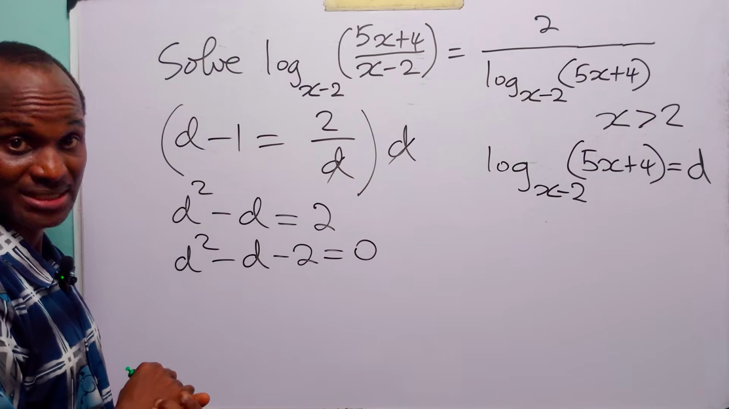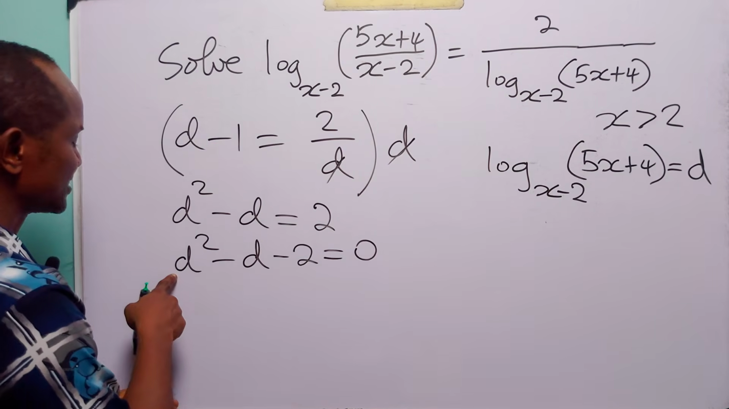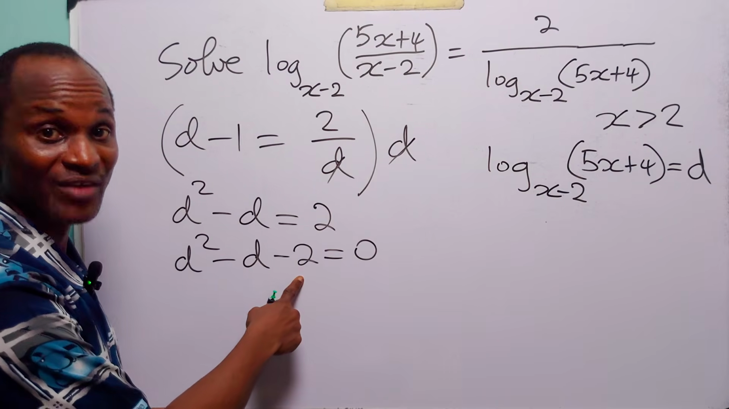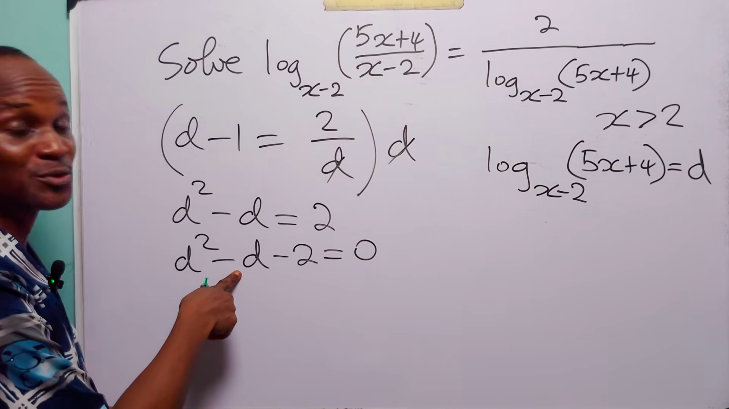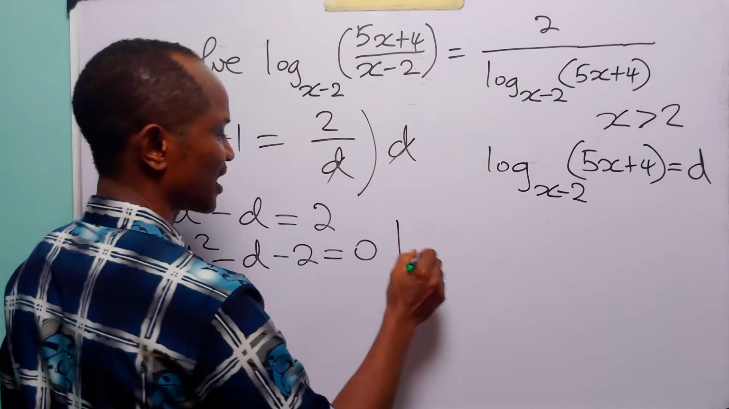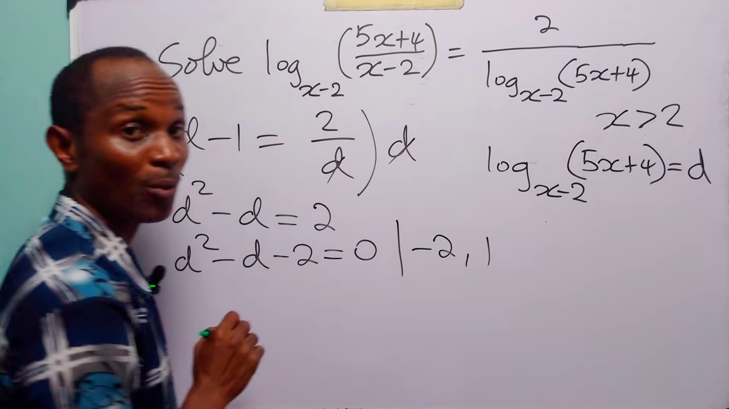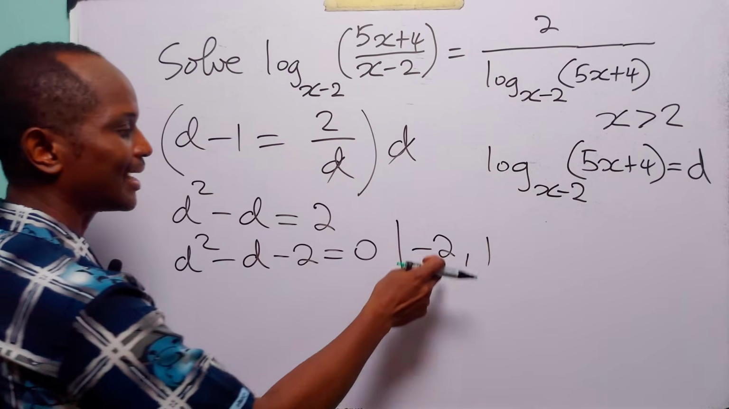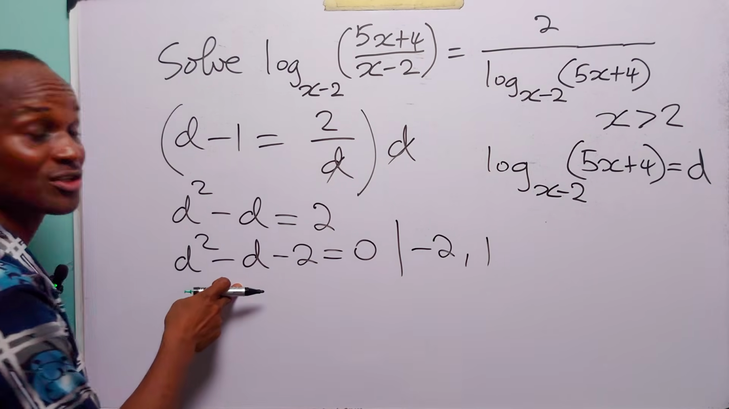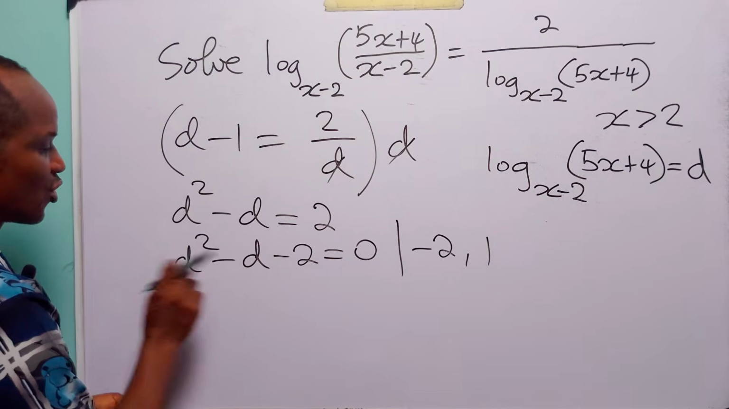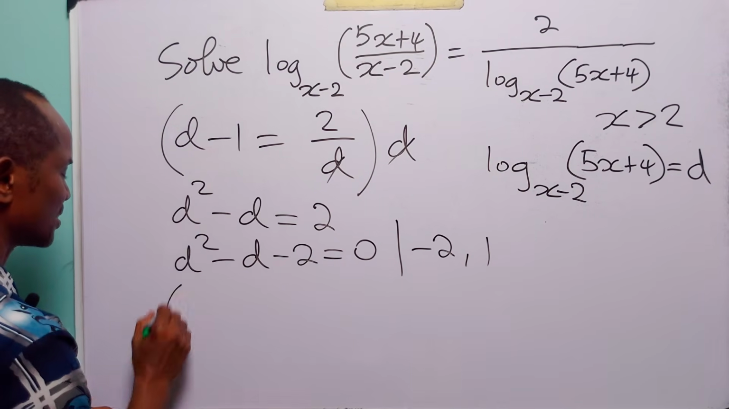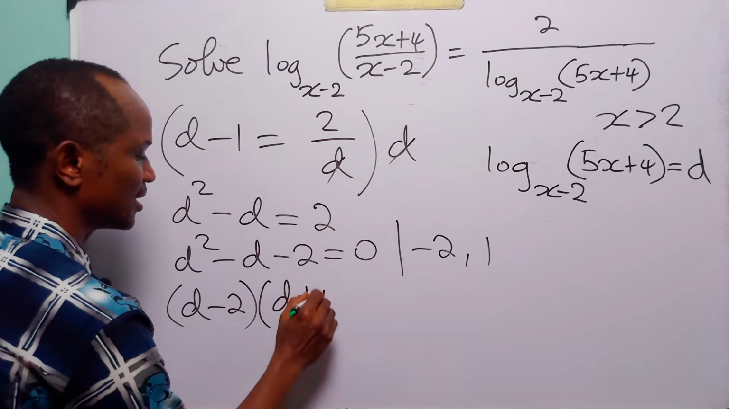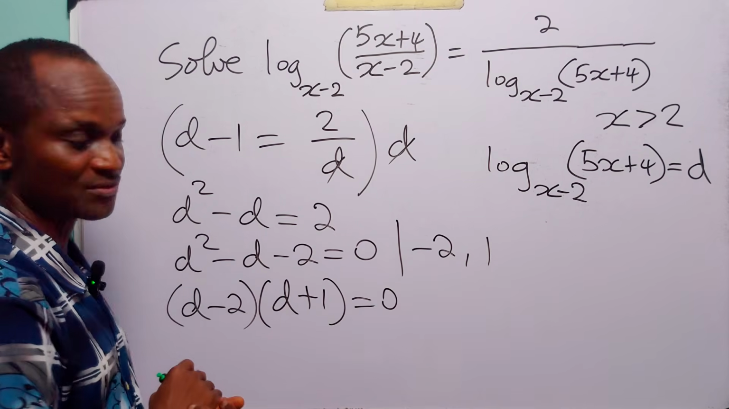Now, we can solve this quadratic equation by factorization. Since the coefficient of d squared is 1, all we have to do is to find the factors of minus 2 that add up to minus 1. And of course, those factors are going to be minus 2 and 1, because minus 2 times 1 is going to give us minus 2, while minus 2 plus 1 is going to give us minus 1. So on the left-hand side of this quadratic equation, we have d minus 2 multiplied by d plus 1, and of course this is equal to 0.